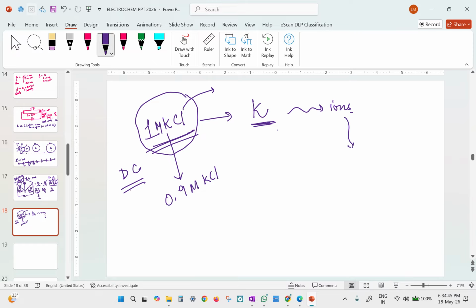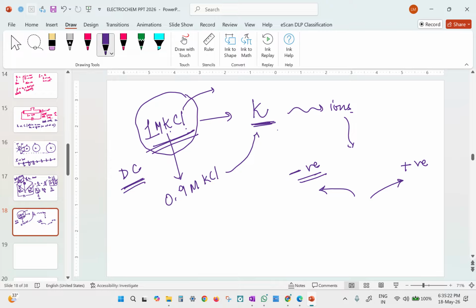If I'm using DC, what do I mean by DC? One electrode is constantly negatively charged, the other electrode constantly positively charged. The negative electrode will promote reduction, the positive electrode will promote oxidation, and the concentration of the potassium and chloride ions will drop. That means you would have found the conductivity value, but not for 1 M; it will be for a concentration less than 1 M. Are you able to understand?